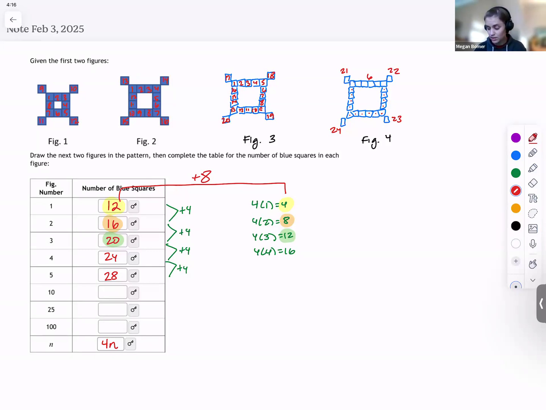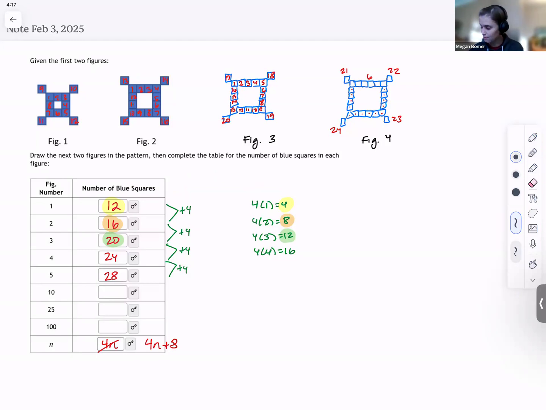So that means for our rule, instead of just 4n, we need the 4n and we need to add 8 more. So 4n plus 8. This is telling us that we can figure out how many squares will be in any picture number by taking 4 times the figure number and then adding 8 more.